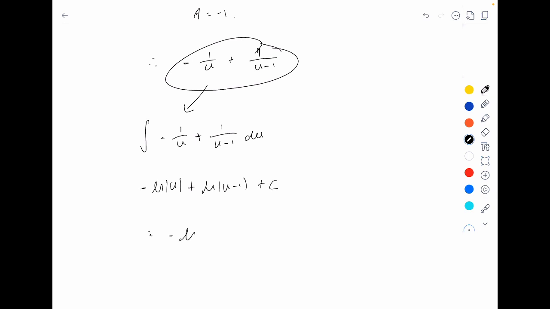Okay, that's going to give us negative ln u plus ln (u minus 1) plus c, which gives us negative ln sine x plus ln (sine x minus 1) plus c. Okay, and that's going to be your final answer there.